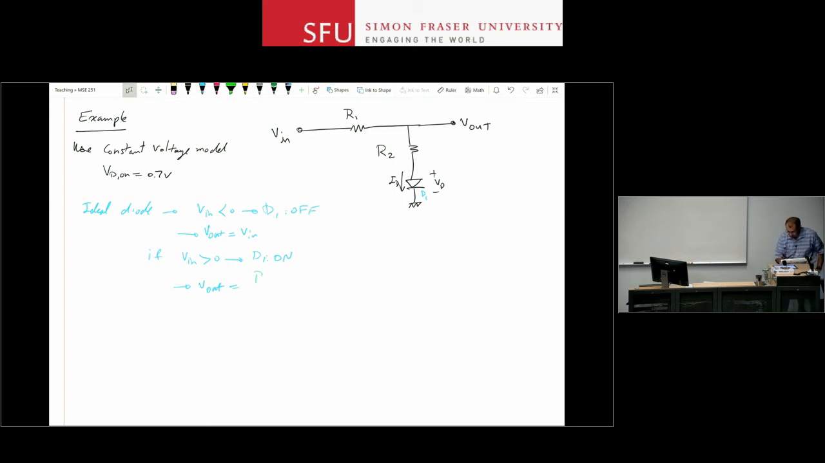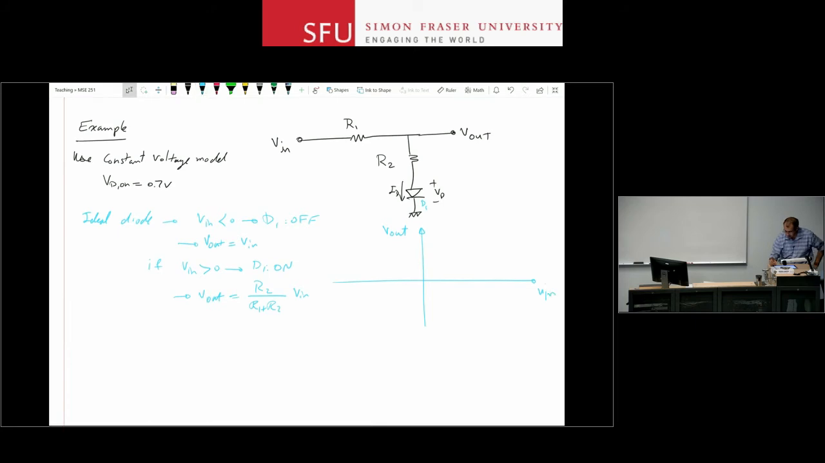Therefore, you have a resistive voltage divider between R2 and R1. There is no voltage drop across the diode, times V in. And the input-output characteristic curve would look like this. So V out is equal to V in for negative voltages, and then you have a breakpoint here where the slope changes. The slope here is R2 over R1 plus R2, and the slope here is 1.